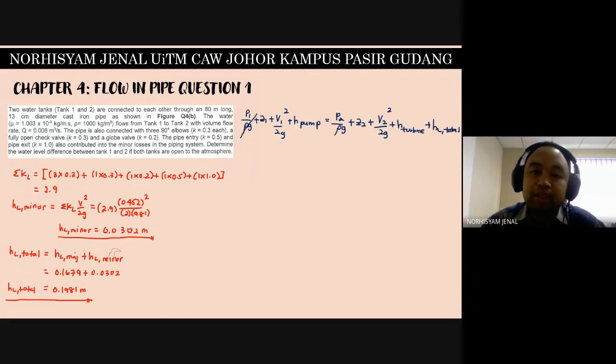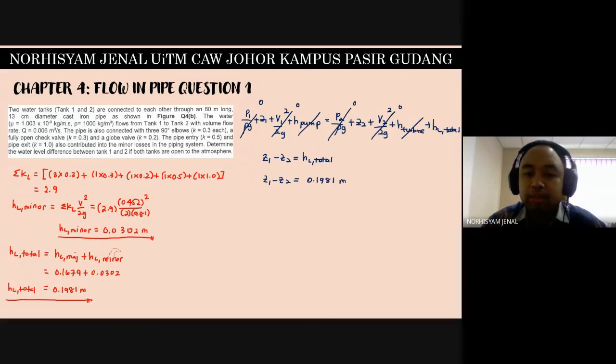Okay, so P1 just now is 0, P2 also 0, V1 also 0, so V2 should also be 0. We don't have any pump, we don't have any turbine. So what we have here is, if we rearrange it again, Z1 minus Z2 is equal to HL total. So it is equal to 0.1981 meter. So that's the answer for this question.